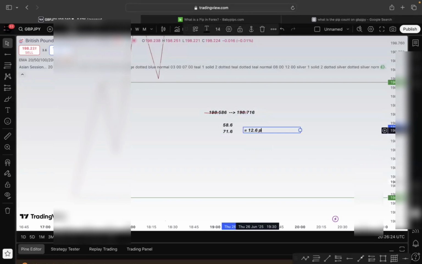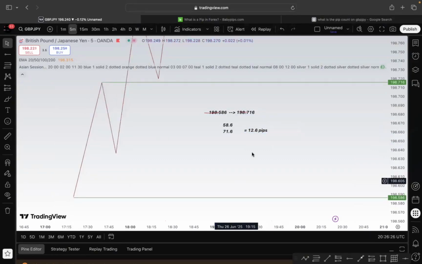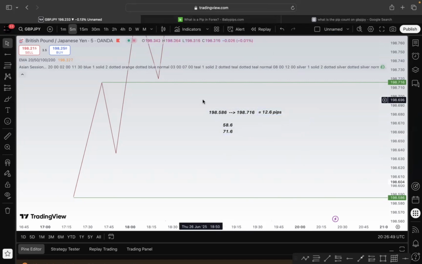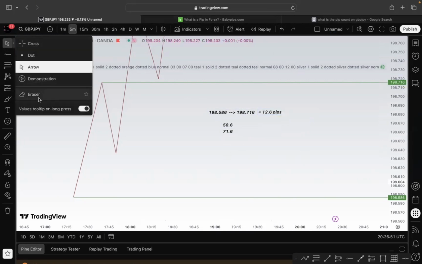A 12.6 pip move. So right now this 12.6 is basically this, and now we can take out the scratches, or what we used to strike through the values. So basically from 198.586 to 198.716 is a 12.6 pip move. Okay, now let's look at one more example before we look at take profits and lot size.